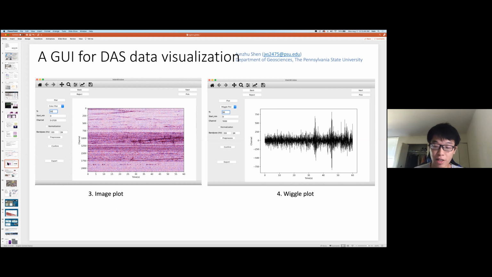For example, I can choose to plot 1 minute of data and push the buttons on the top, like back and next. I can go through every minute to check the signals I'm interested in, and also check the data quality. On the right, I can also do the wiggle plot to look at specific traces. More functions will be added in the future. If you are interested in this software, or if you want to develop it together, just feel free to email me. And that's it.